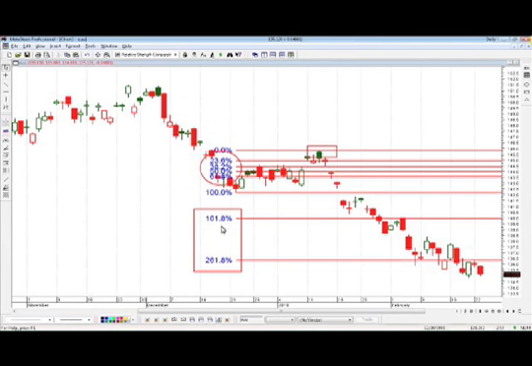So we use that to identify a potential target level. So if we'd identified this point here on the 13th of January as a potential entry point for a bearish position, then we'd flip this Fibonacci analysis upside down, and we'd be looking at these projection levels as where we think the market might go. And it gives us a good idea.